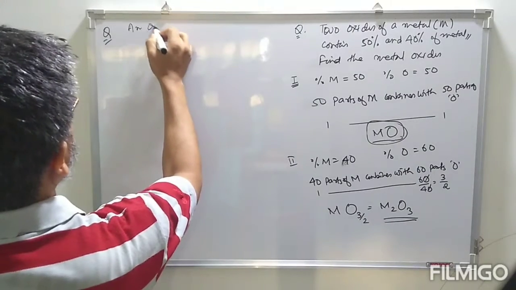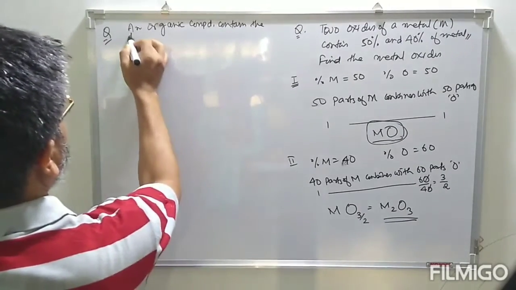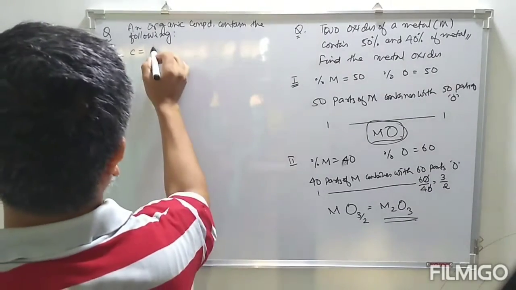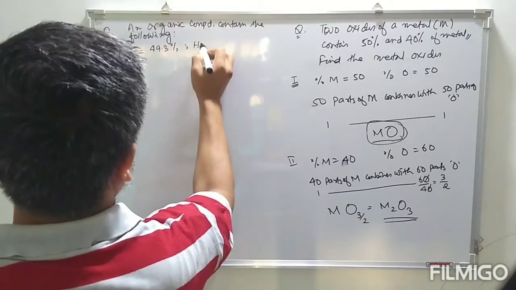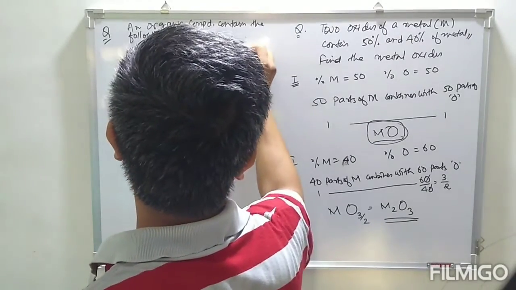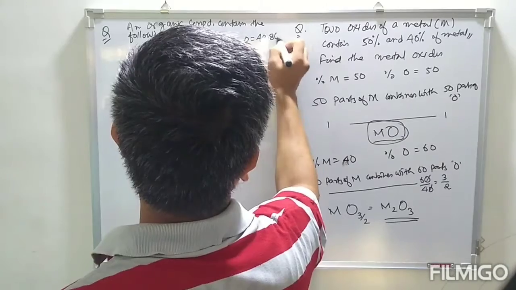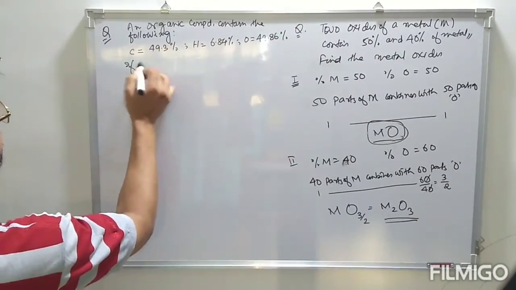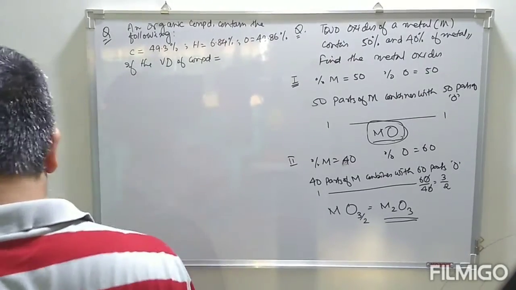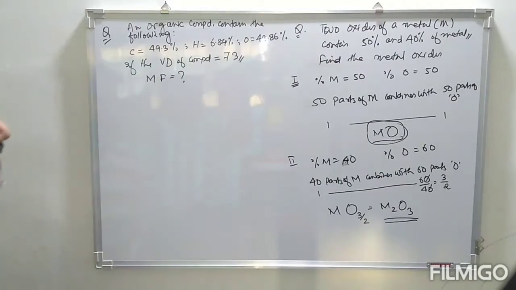An organic compound contains the following: carbon 49.3%, hydrogen 6.84%, and the remaining, that is oxygen, 43.86. If the vapor density of the compound is 73, find the molecular formula. What is the molecular formula of the compound?